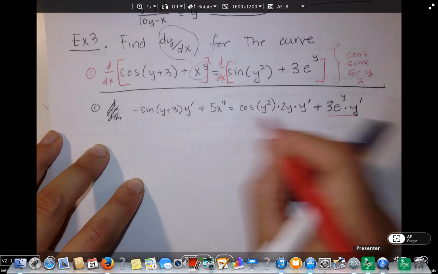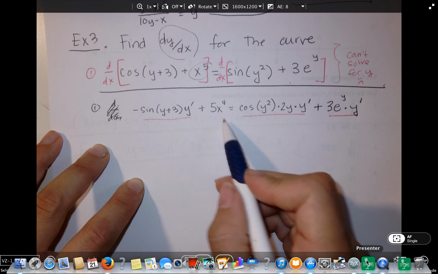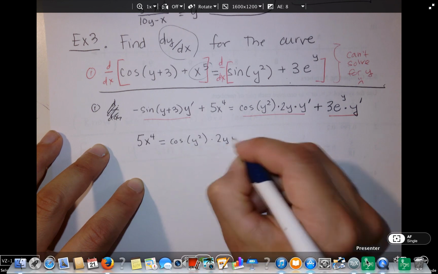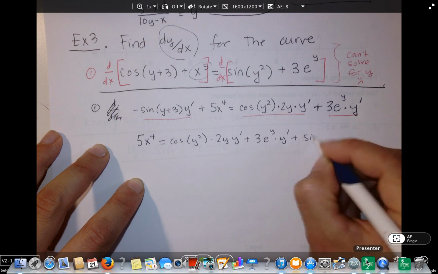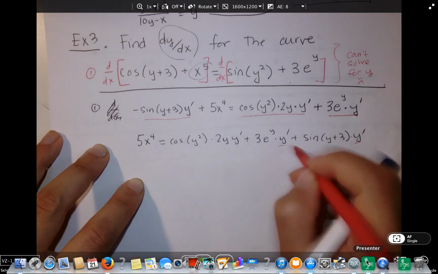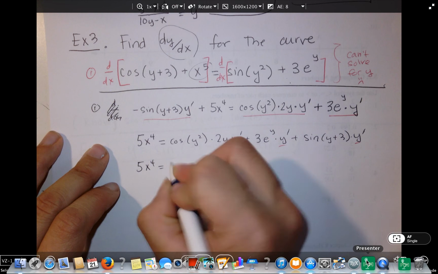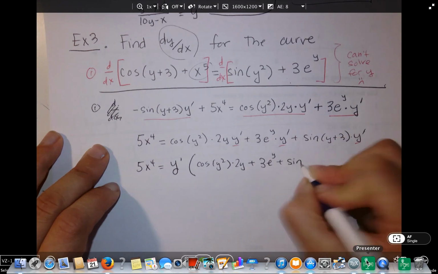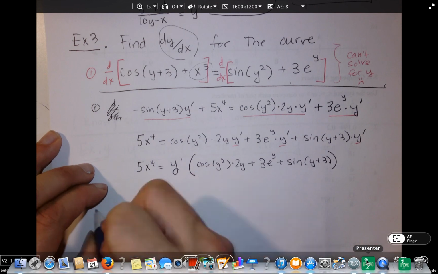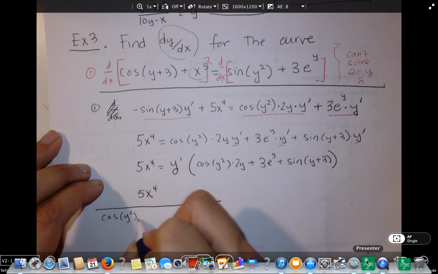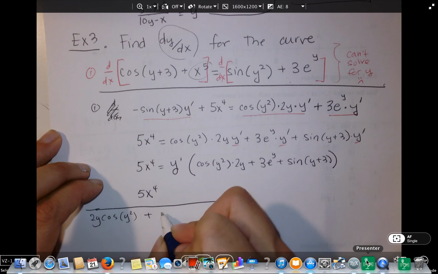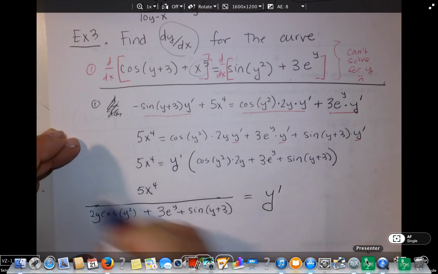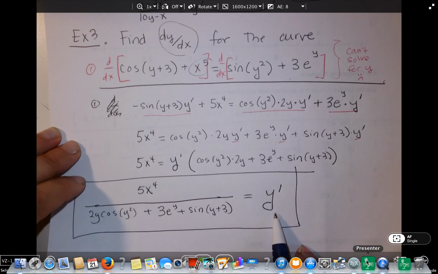So this term, this term, and this term all contain y prime. So I'm going to get them all on the same side of the equation, so that I can factor them out, and divide. Let me just write this a little more neatly. And this expression is my derivative. So I can use this to find the slope of any tangent line.